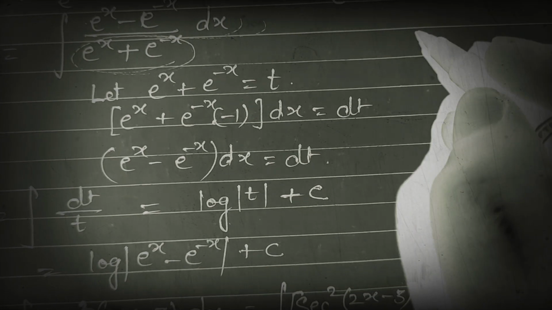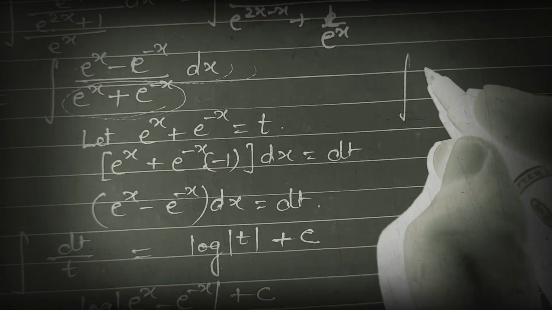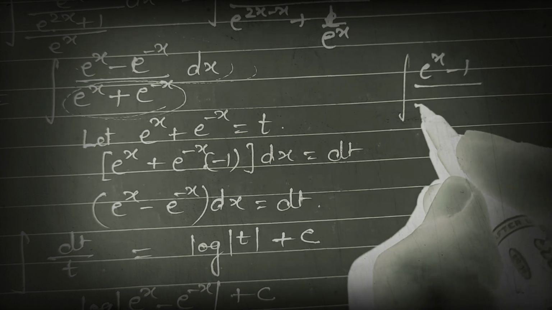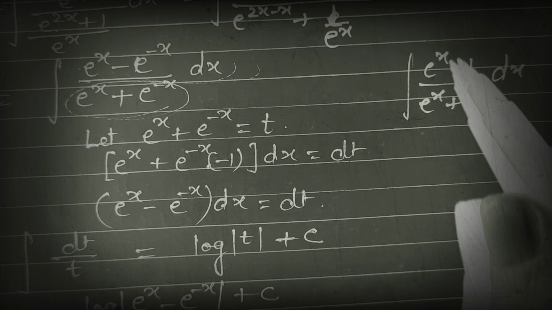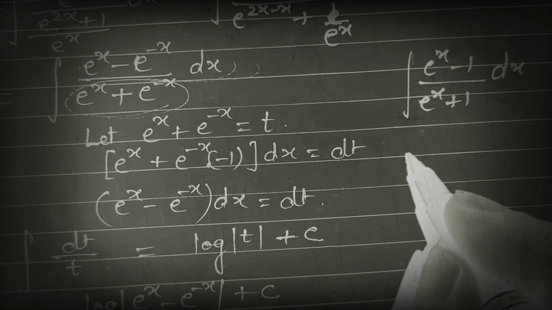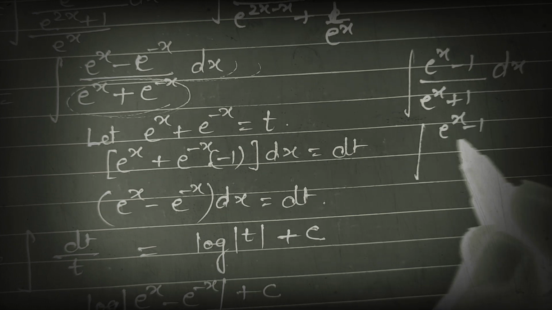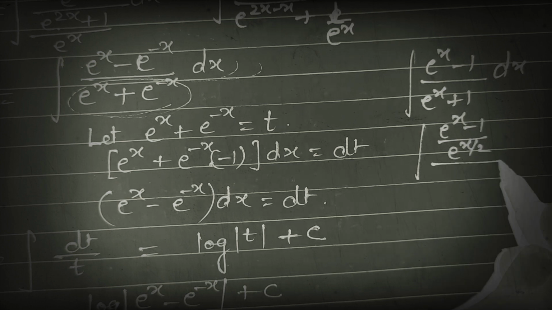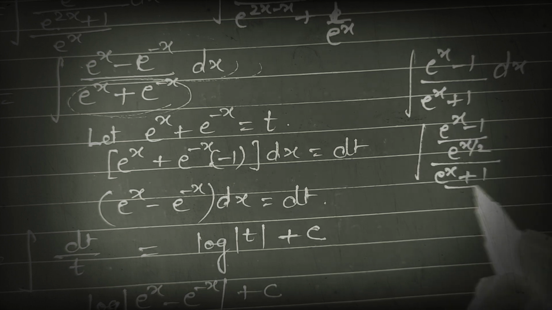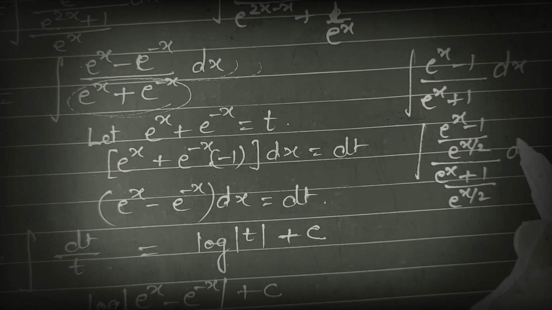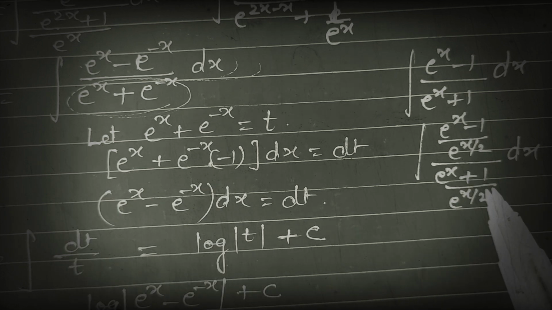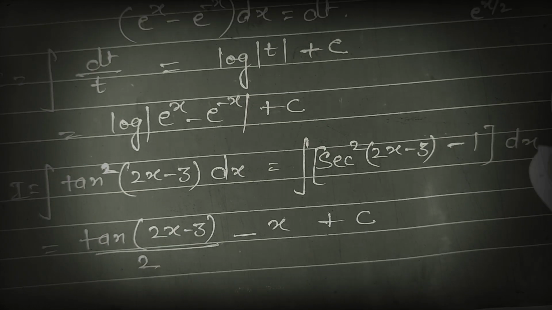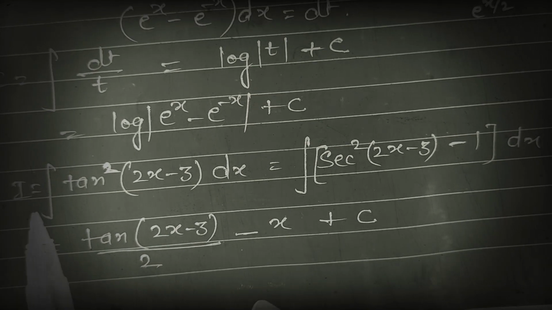Suppose same question here. Suppose the question is e raised to power x minus 1 upon e raised to power x plus 1. Suppose it is this type of question. So in this question we will divide numerator and denominator by e raised to power x by 2. And then we will get, in the same way, we will take the denominator as t and the numerator will be its derivative. Clear?